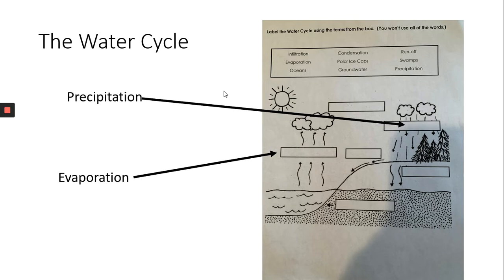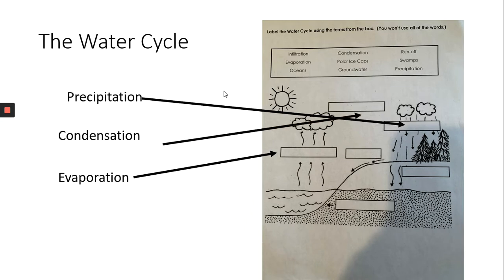The next vocabulary word was evaporation. So as the water sits in one place, such as a lake or a wetland, or even pools up on a leaf, it turns from a liquid state to water vapor when it's heated. This is called evaporation. Check it out. Did you put evaporation in the right box? Way to go.